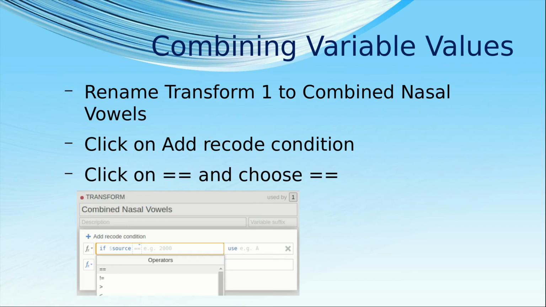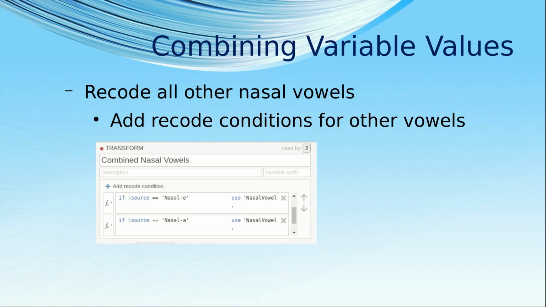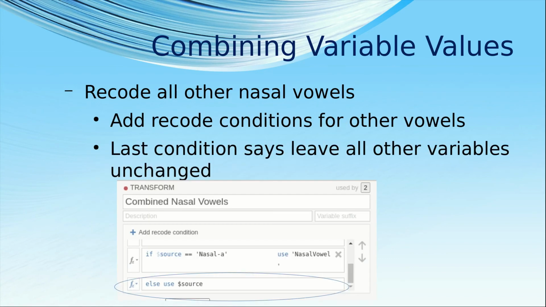Then click on Add Recode Condition and click on the double equal sign and choose double equal sign. Then recode nasal O to nasal vowel and be sure to use the single quotes. Then add recode conditions for all other vowels. And the last condition says leave all other variables that haven't been specified unchanged.